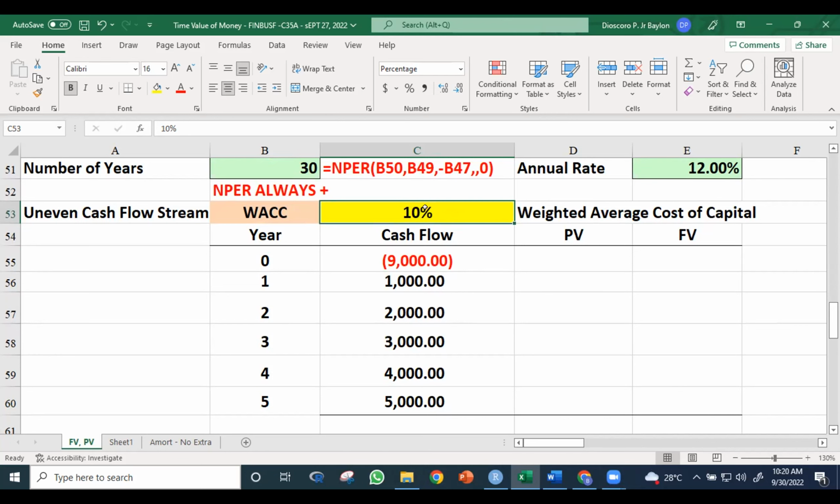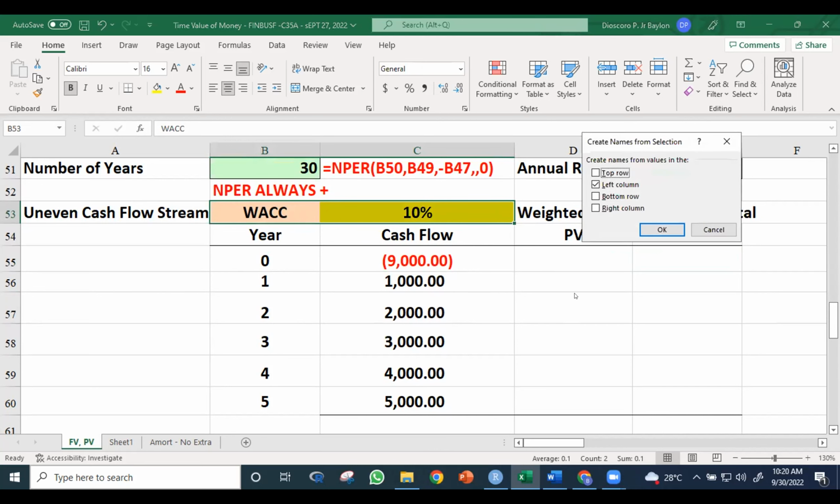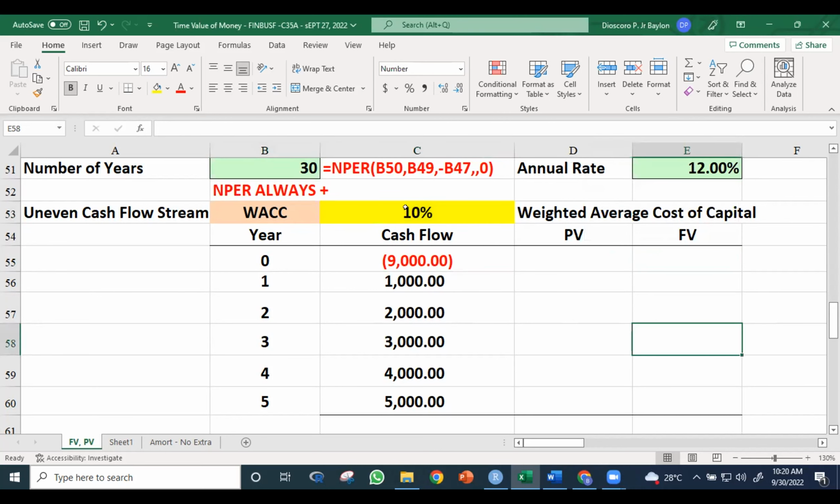All right. We can give this a name. If I highlight this and press Control Shift F3, it tells us that the name is in the left column, which is correct. So I'm going to give the 10,000 rate the name weighted average cost of capital. If I press here, you'll see now that we have a name here: weighted average cost of capital.